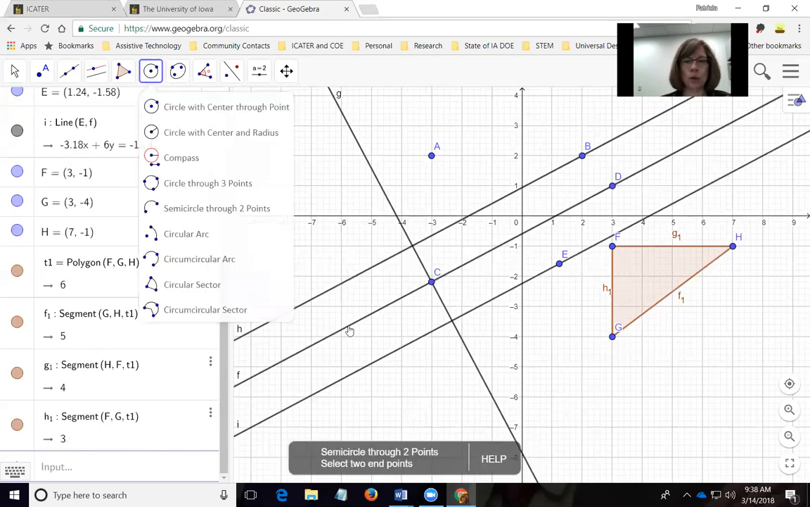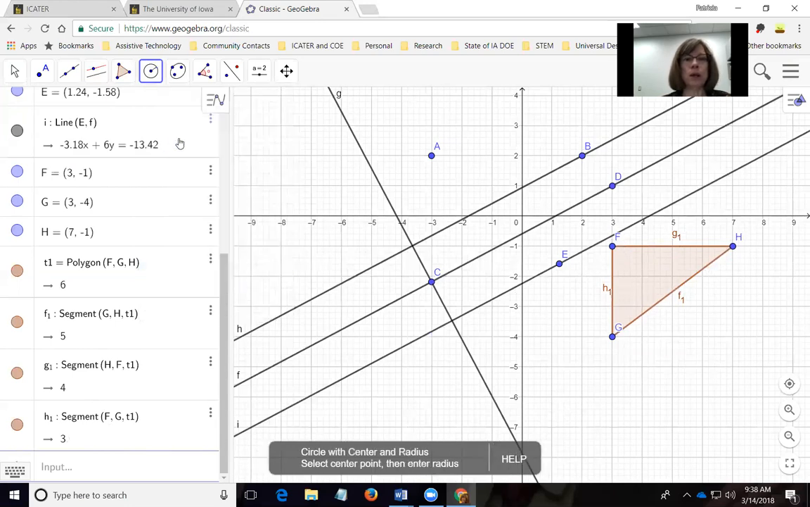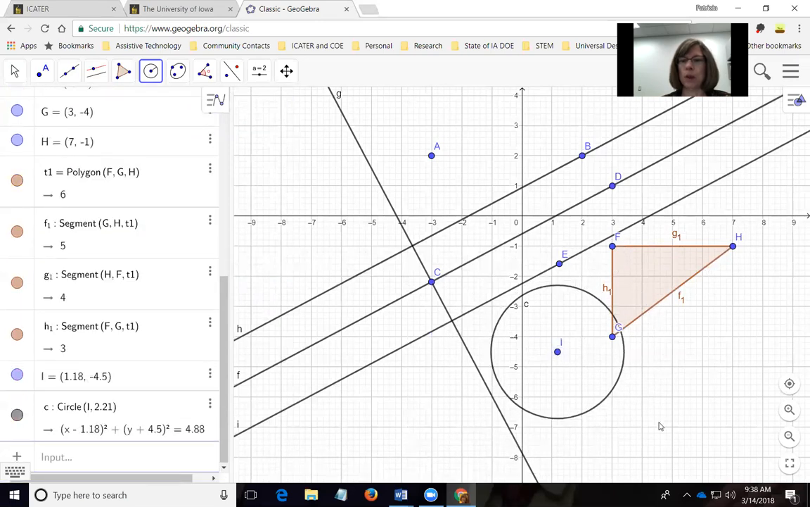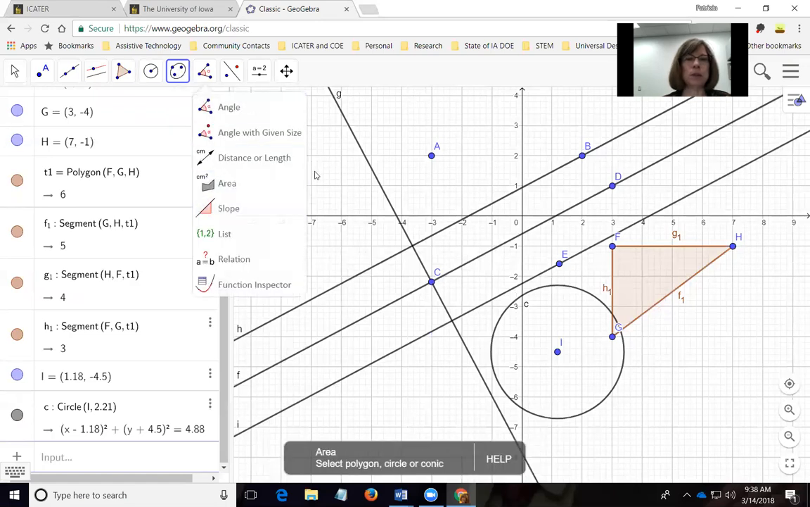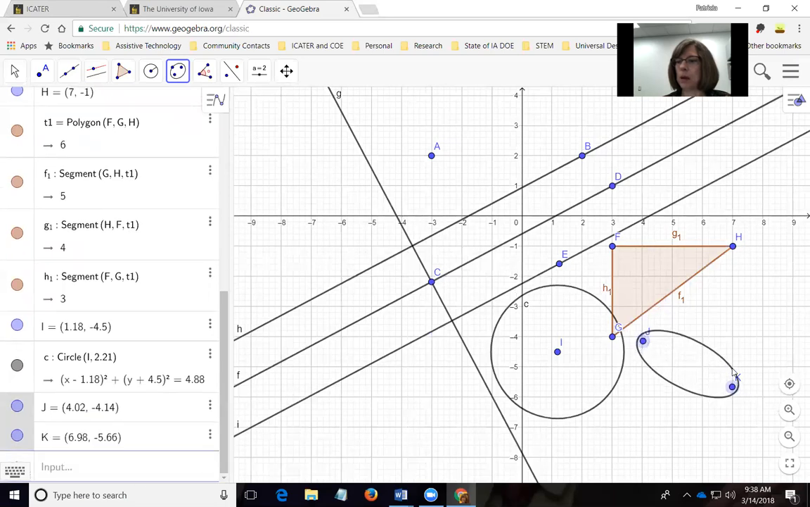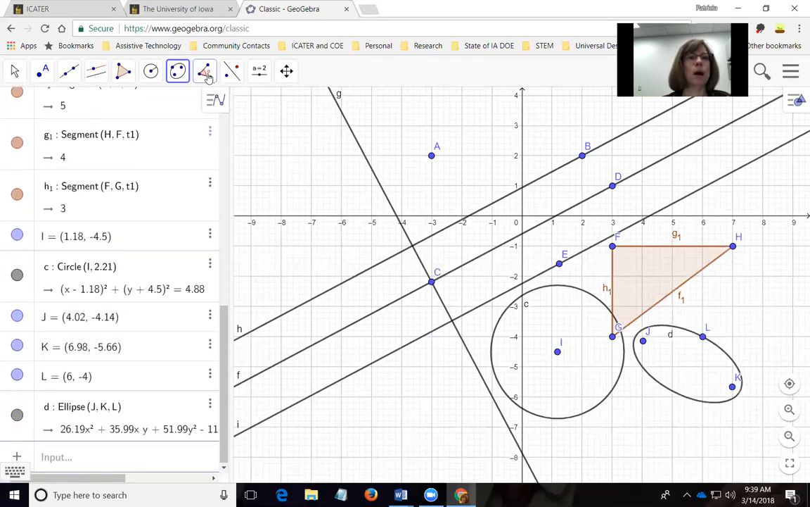And then you can make circles, and it'll give you a center point, circle with center and radius. So here's a circle. And you can make ellipses. So let's just make an ellipse. And at some point it becomes a circle or an ellipse. Oops, got to make your point on it to stop.